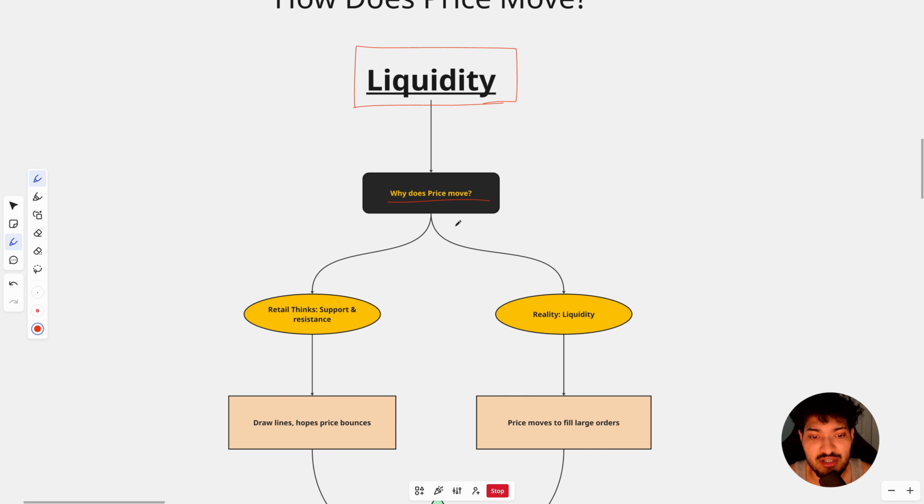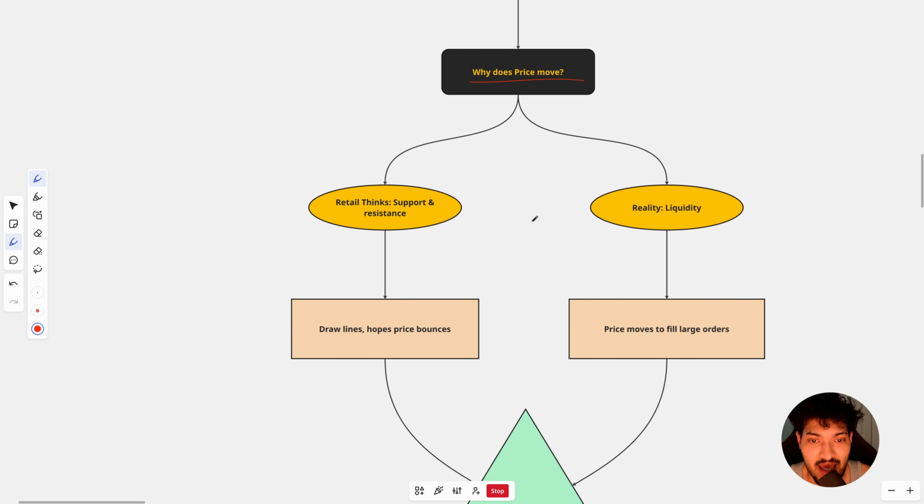And this is the first misconception, right? Retail thinks that support and resistance is how the market moves, but that's not the case. Well, yes, supply and demand is the real name for it. Support and resistance are just variations of the term to mean the same thing. Let me take it a step back, right? Supply and demand is going to be like drawing a box around a region, while support and resistance is going to be just like a straight line at a price level.